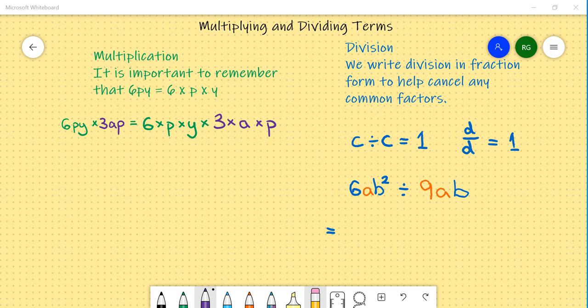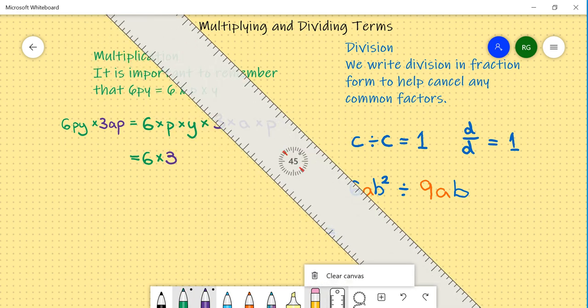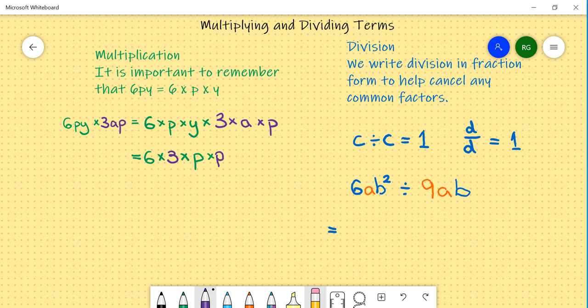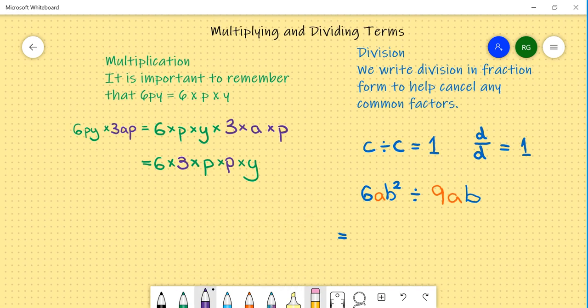Now, according to our commutative law, it doesn't matter which way round we have these numbers. So we could rewrite it as equals 6 multiplied by the 3 multiplied by p multiplied by the other p, which should be in purple, multiplied by y, and finally multiplied by a. Now I have covered all of the parts from that question. I have just rearranged them.